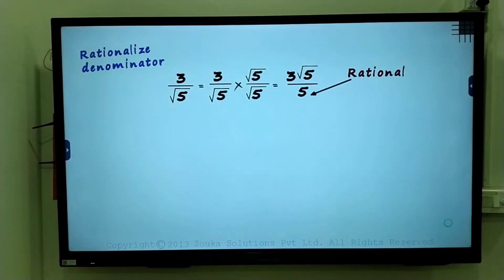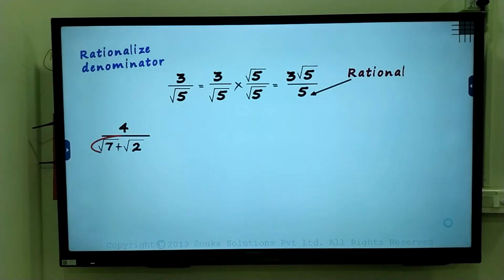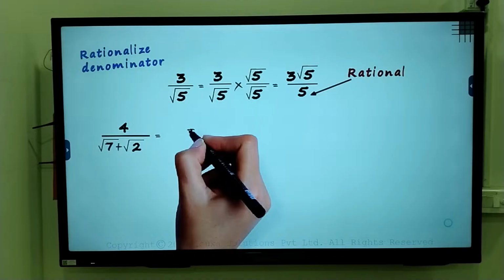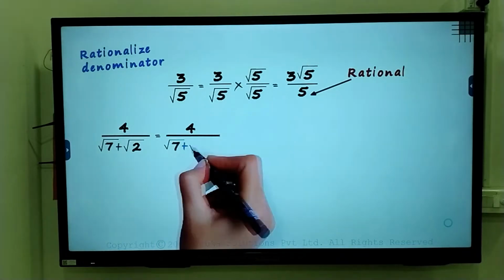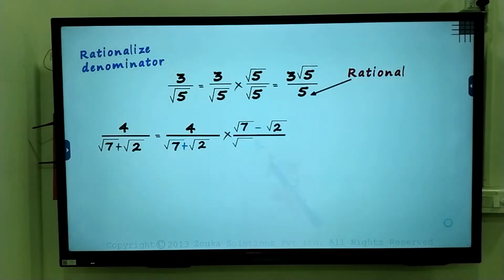The second example asks us to rationalize the denominator of 4 divided by root 7 plus root 2. To rationalize the denominator, all we have to do is change the sign in between. The sign here is plus, so the rationalizing factor of the denominator will be root 7 minus root 2. We write this expression as 4 divided by root 7 plus root 2 multiplied by root 7 minus root 2 divided by root 7 minus root 2.